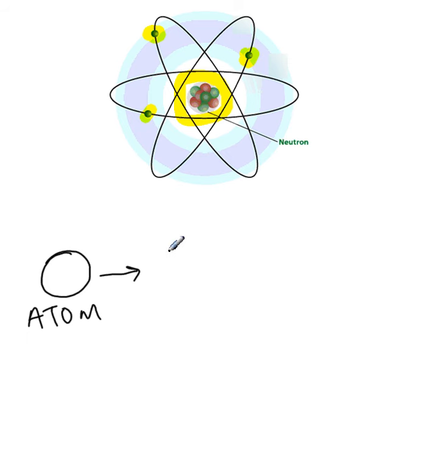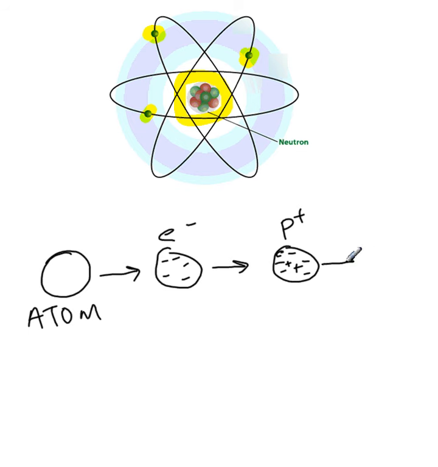Then the model undergoes changes each time we discovered a particle. You discover the electron, you add the electron into the model. Then the proton is discovered, and the proton and the electron are now in the model. And finally, the model shifts at the very end. You end up with protons, neutrons, and electrons.